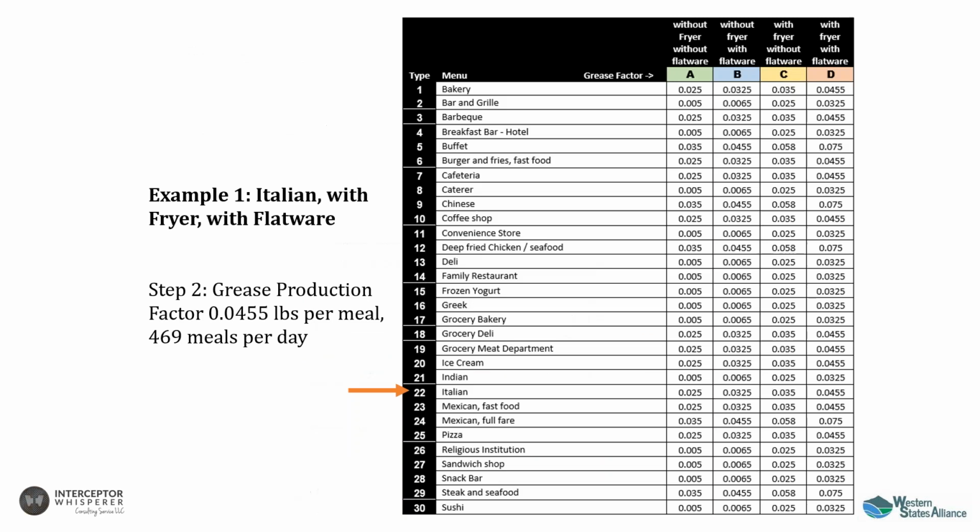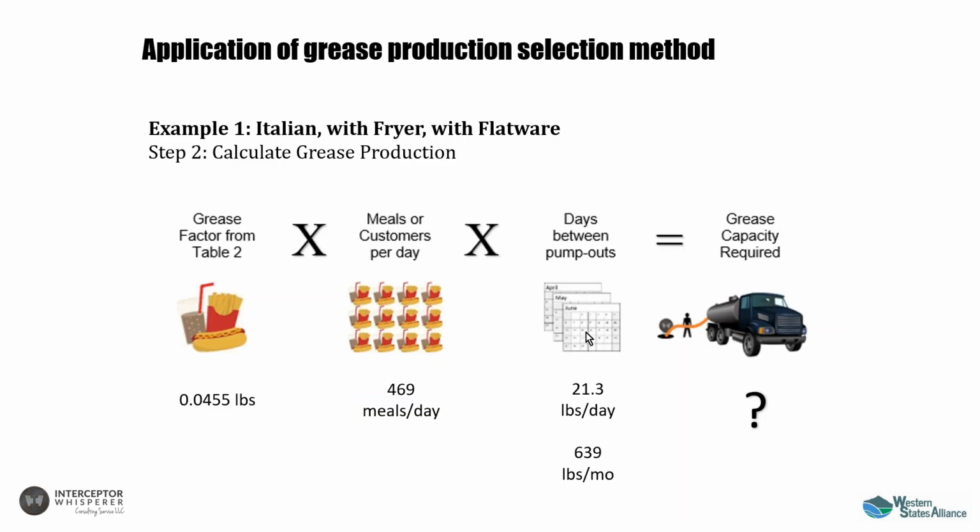Yes, correct. Now, so if we look at the menu itself, that's Italian with fryer with flatware, so that's going to be column D. So 22D is 0.0455 pounds per meal, and as you saw previously, 469 meals were the average meals per day. So when we combine this information, 0.0455 pounds per meal, 469 meals per day, that's 21.3 pounds of grease per day.